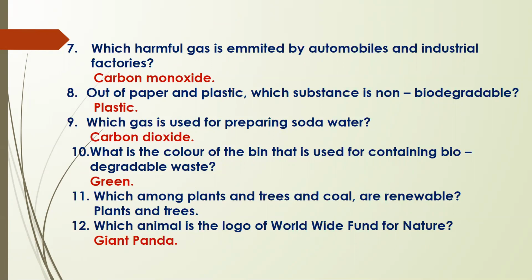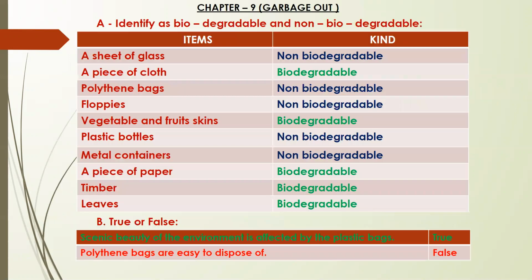Next, what is the color of the bin that is used for containing biodegradable waste? The color is green. Next, which among plants and trees and coal are renewable? The answer is plants and trees. 12th, which animal is the logo of Worldwide Fund for Nature? The correct answer is giant panda. Next is chapter 9, Garbage Out.